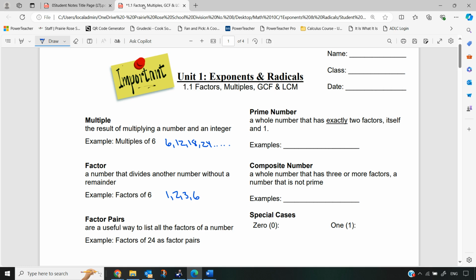When we're looking at the factors of 6, 1 times 6 gives me 6, so that's a factor pair. And then we have 2 times 3 gives me 6. So if I look at the 2 and the 3, there's no number between the 2 and the 3 that's a whole number that goes into 6. So I know that I've got all of mine.